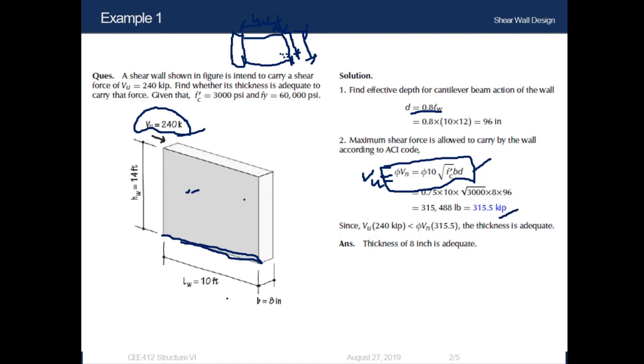of this shear wall. That means this shear wall will be able to carry a lateral load of 315.5 kip in total. We can see from the question or from the figure that the load being imposed is 240 kip. So this wall has a capacity of 315.5, but the load being imposed is 240 kip, so it will be able to carry the load. In this way we conclude that as the design capacity is greater than the imposed load, the thickness is adequate.